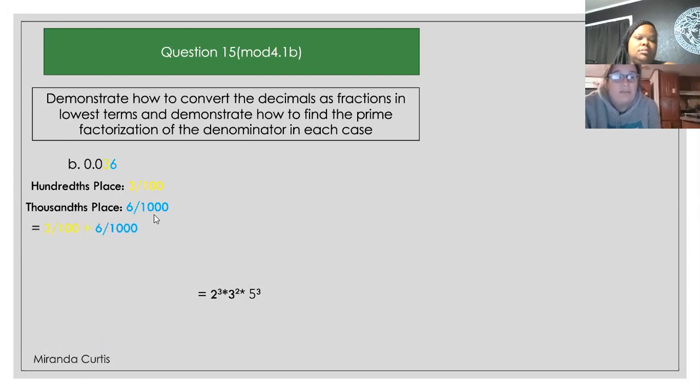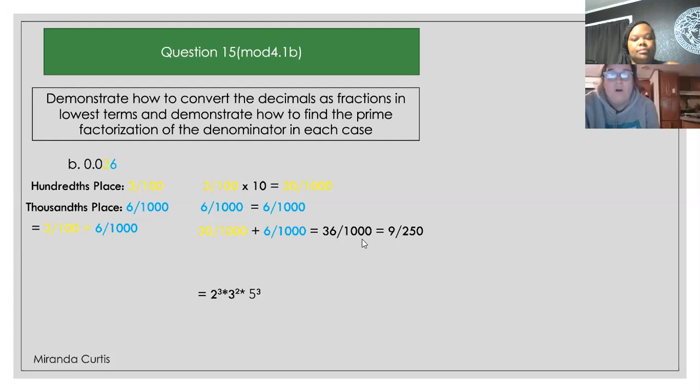And so what we're going to have to do is find our common denominator. We have 100 and then we have 1,000 over here. So we're going to have to times 100 times 10, and then that'll give us 1,000. Then we do the same thing we do to the bottom, to the top. So 3 times 10 gives us 30. So then we'll have 6 over 1,000 and we'll have 30 over 1,000. We're going to add it together and it's going to give us 36 over 1,000.